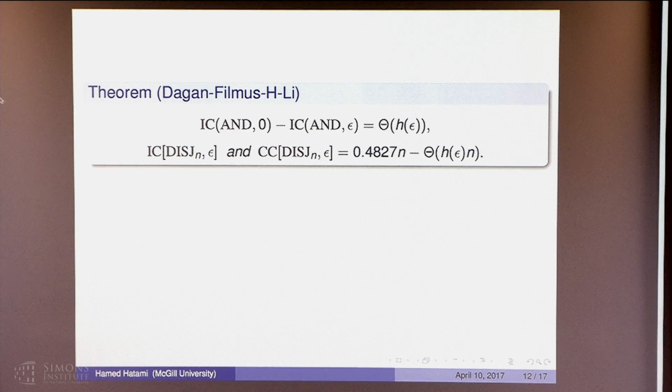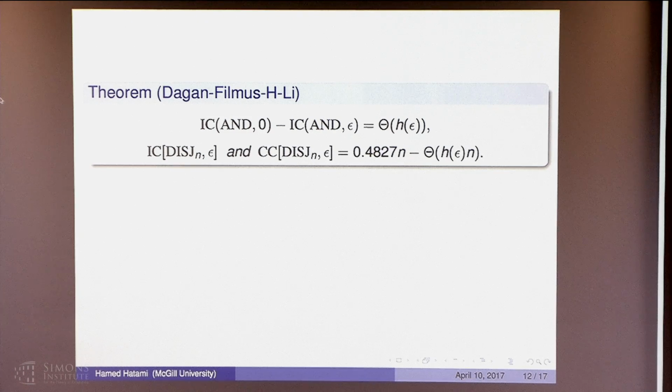So one of our main theorems is that this is really of the order of entropy of epsilon, which is epsilon log epsilon. If you look at the AND function, the information complexity of the AND function, 0 error versus epsilon error, asymptotically this is equivalent to h epsilon. So the amount you gain is the entropy of epsilon. And the same thing for disjointness and communication complexity of disjointness. So this constant that we had previously, you can decrease it by something which is asymptotically of the order h epsilon if you're allowing this error epsilon.